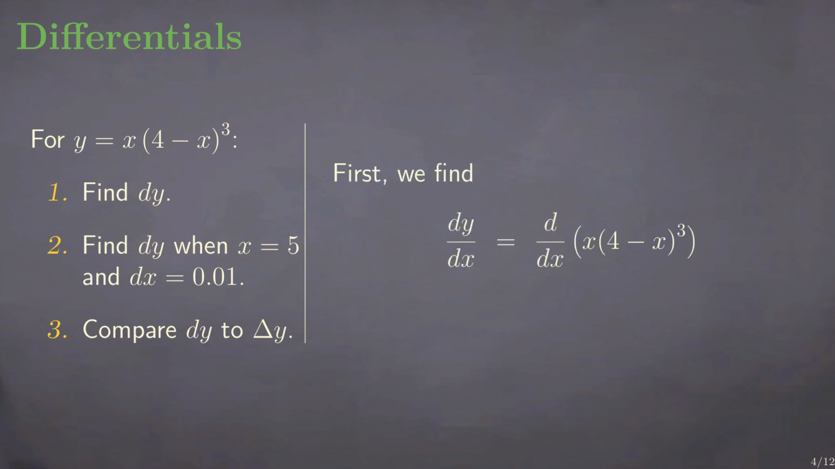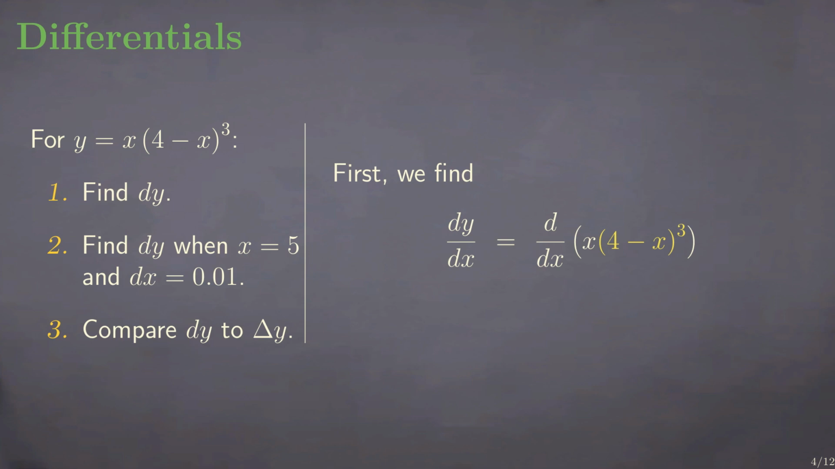Okay, so first, if we want to compute dy over dx, then actually there's a Leibniz notation for the derivative. So we just need to take the derivative of x times (4 minus x)^3. Now we see that inside the bracket, the function we want to differentiate is the product of two other functions. The first one is x and the second one is (4 minus x)^3, and let me colorize this so that you can see which is the first and which is the second function.